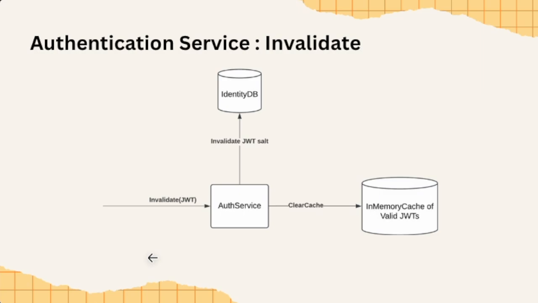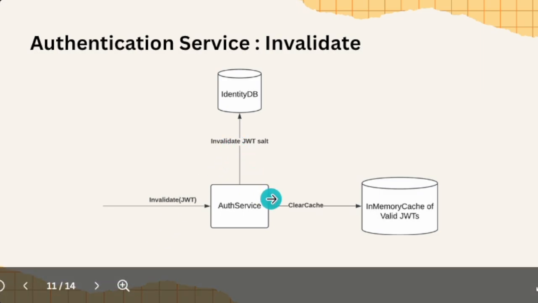But if you want to invalidate across the user's devices, then we can change the JSON web token salt that I earlier alluded to, and also clear this cache from the in-memory storage so that the next verification call will find a cache miss and we'll end up calling the crypto service, which will compute a new JSON web token. Then the validation will fail if the verify method provides an old JSON web token. So the invalidate method basically involves just clearing the cache and updating the salt in the identity DB.